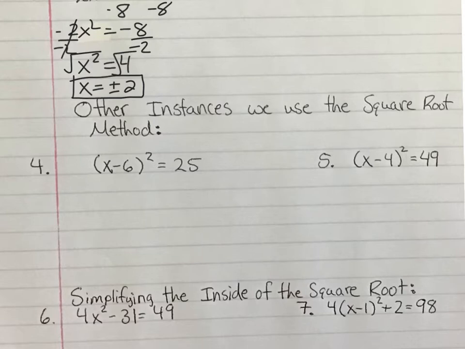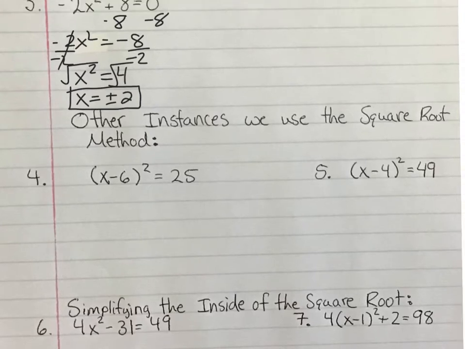Remember, the vertex form was y equals a(x minus h) squared plus k. That would be a good time to also use the square root method. But looking at this, you'll notice that to get to the inside of the parentheses, we have to first address the squared. To get rid of the squared, it's still the same process. We're going to take the square root on either side. These reverse operate, and it'll get rid of the squared, and you have x minus 6.